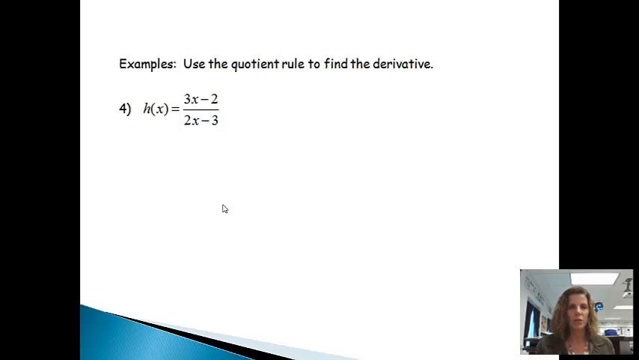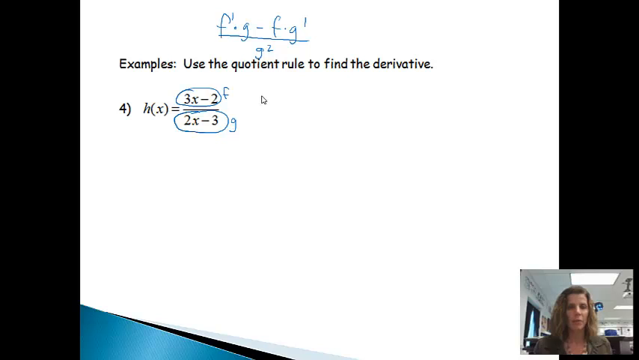Right, the first one says use the quotient rule to find the derivative. So I do have a quotient. I have a function divided by a function. So the first thing I'm going to do is write the quotient rule up here. It was f prime times g minus f times g prime all over g squared. So this first function we will let be f, and the function in the denominator we will let be g.